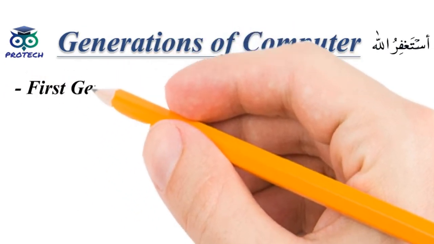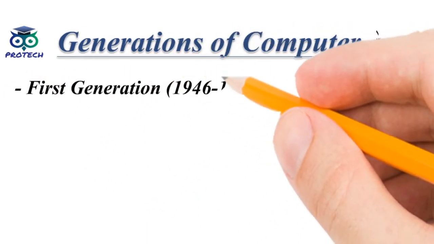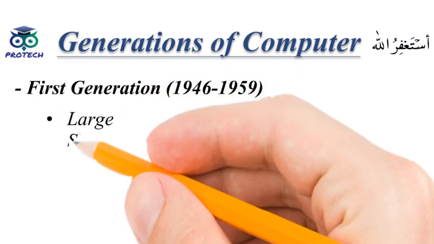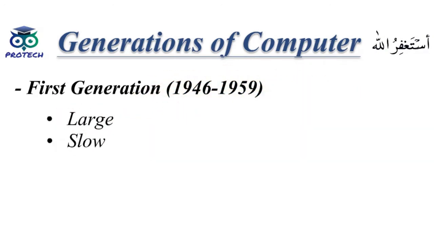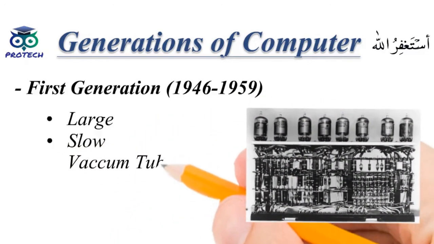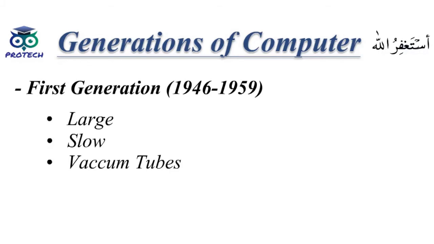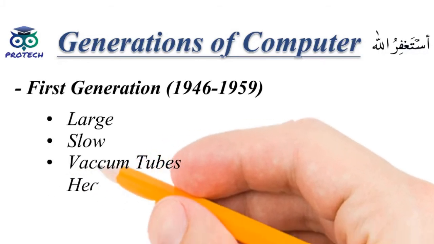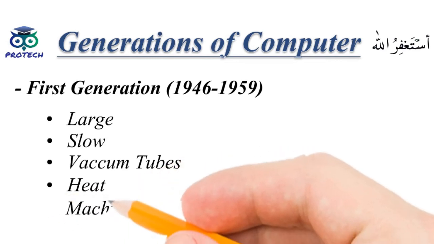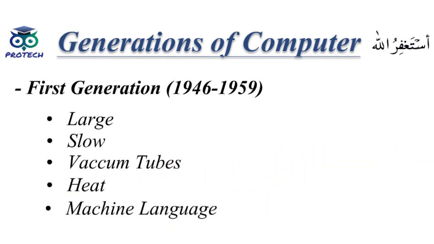So the first generation was from 1946 to 1959. These computers were very large in size and executed instructions slowly. They used thousands of vacuum tubes and were very expensive. They used a huge amount of electricity and generated a lot of heat. They used machine language only, which is very difficult to understand.